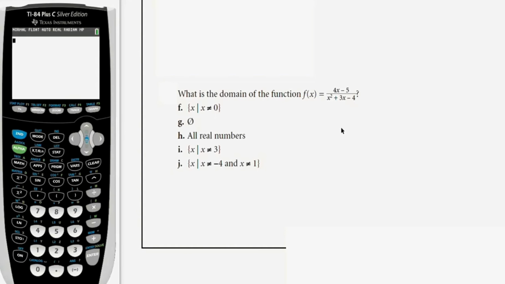Whenever you're asked to find the domain of a rational function where the denominator is a quadratic expression, basically all you have to do will be to find the roots of the quadratic expression, and that will serve as the answer to your question. Alright, so let's go ahead and find the roots of this quadratic equation.